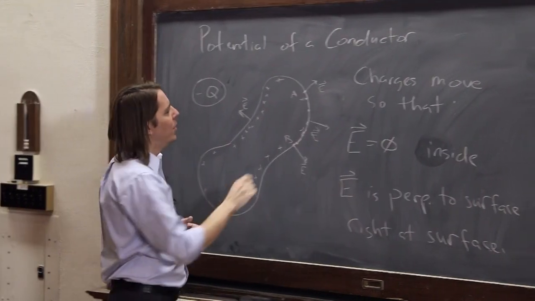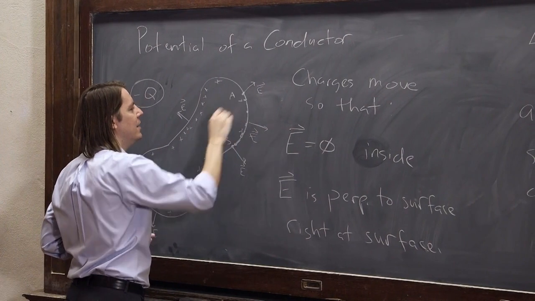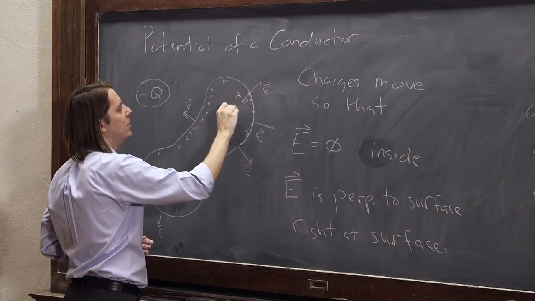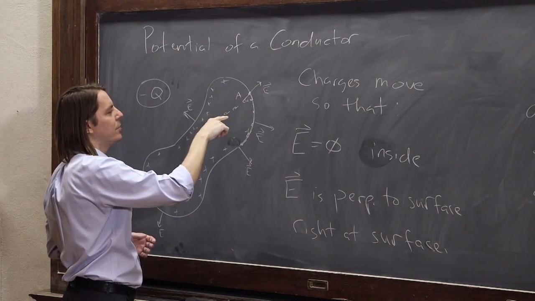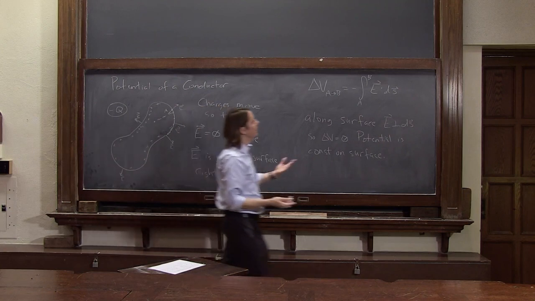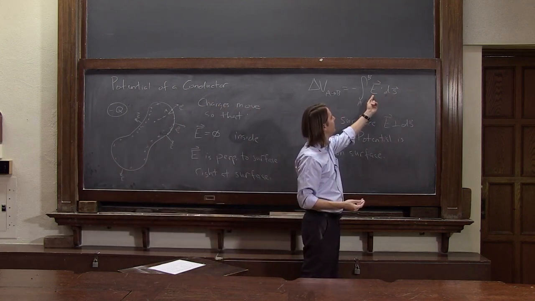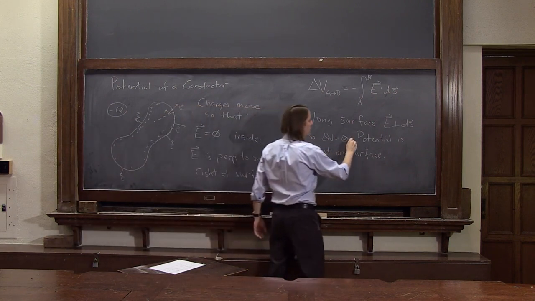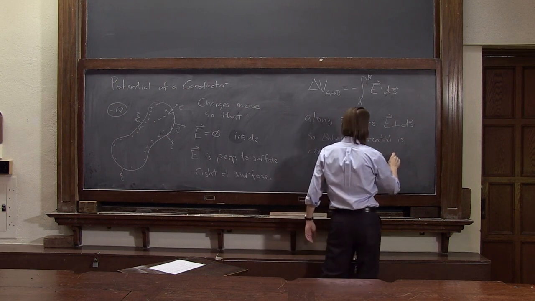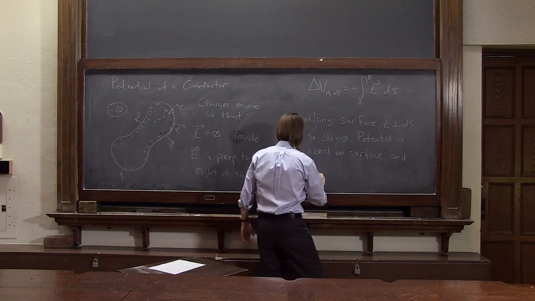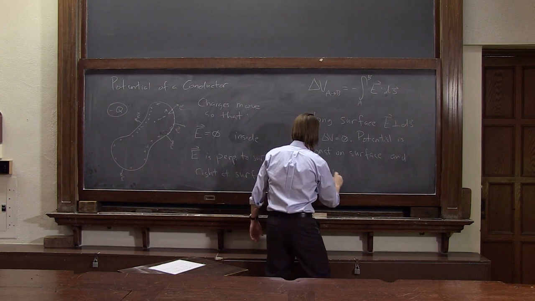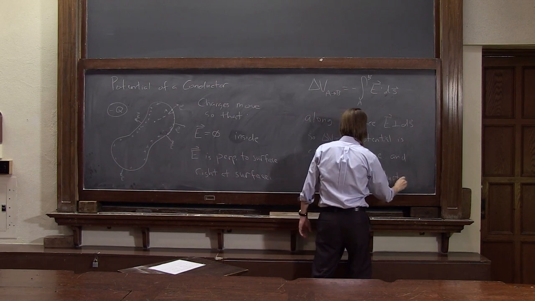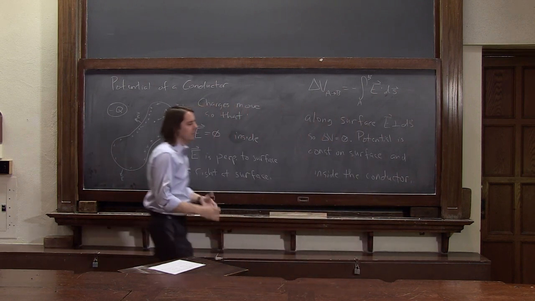We can even say a little bit more. What if you go inside? What if you're at A and you put B there? Well, now your ds's can go in other directions than the surface, but the E field is 0. So ds can be whatever it wants. If the electric field is 0, then delta V is also going to be 0. So the potential is constant on the surface and inside the conductor. That's really all we need to know.